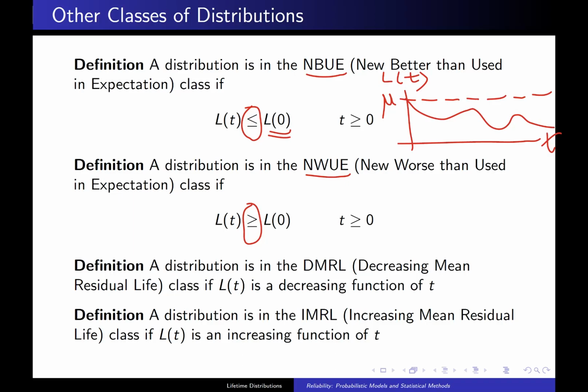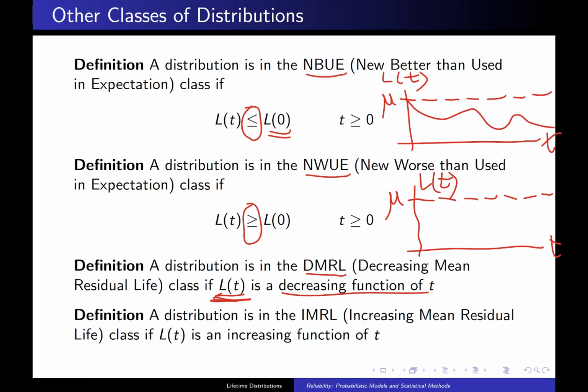Finally, the last two classes here, a distribution is in the DMRL, and that stands for decreasing mean residual life class, if L of t is a decreasing function of t. So if we draw that very same picture again, t along the horizontal axis, L of t on the vertical axis, we know once again that mu is L of 0. So we'll put a dashed line across there. And what this condition says is that L of t has to be a decreasing function of t. And by the way, whenever you see the word decreasing, a mathematician will bristle at that because it really means non-increasing. But in any case, it's a stronger property because this says we can't do any roller coaster. This thing just has to have a mean residual life that is monotonically decreasing.